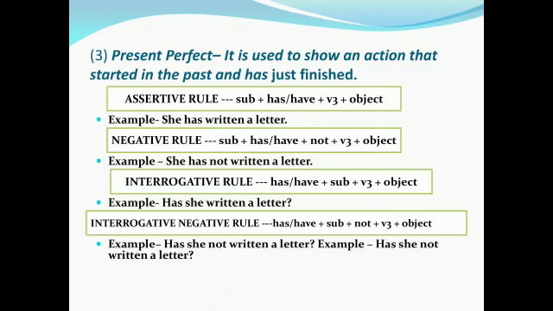So the assertive rule is subject plus has or have, depending upon the singular and plural subject, plus V3. So here V3 plays a major role. It is not going to be V1 as we saw earlier. So V3, that is the past participle, third form of the verb, plus object. She has written a letter.